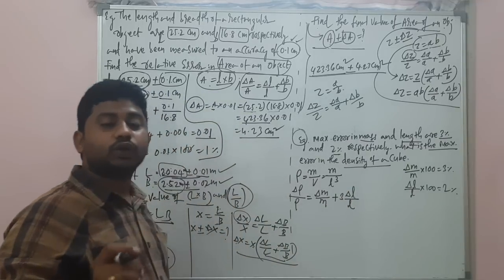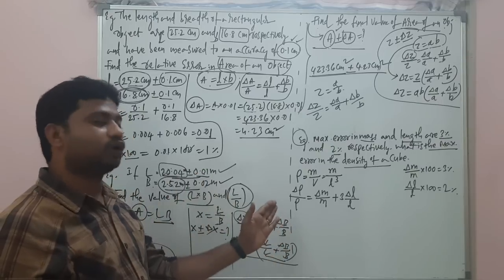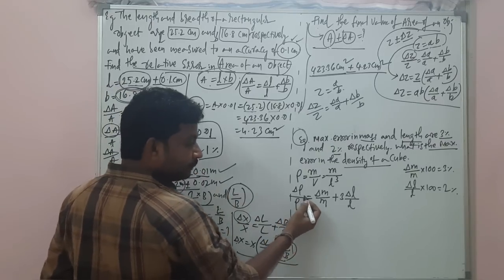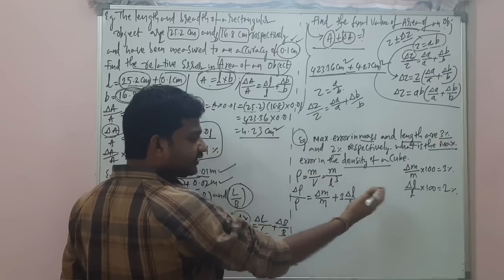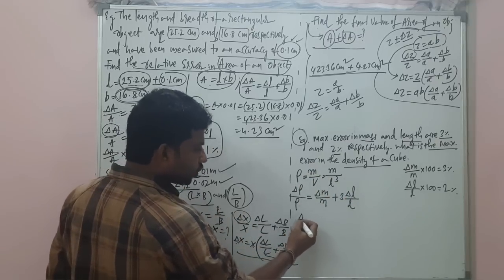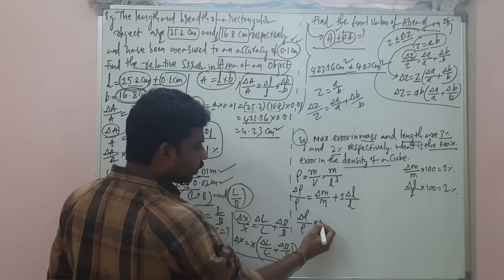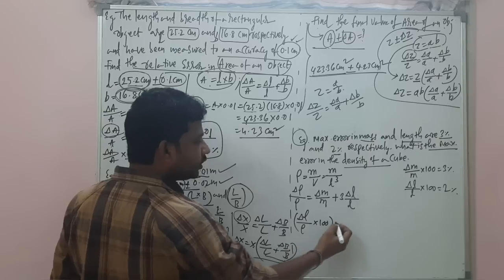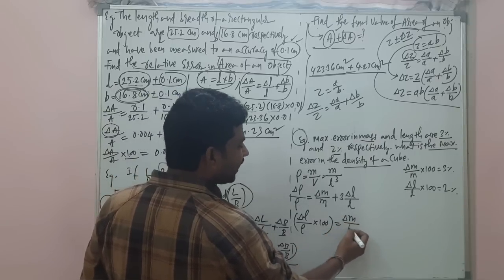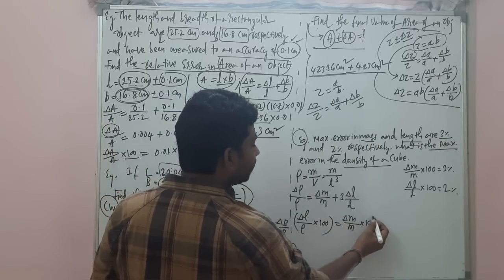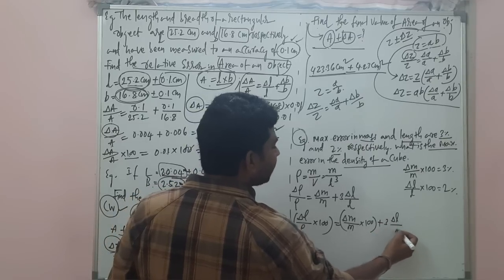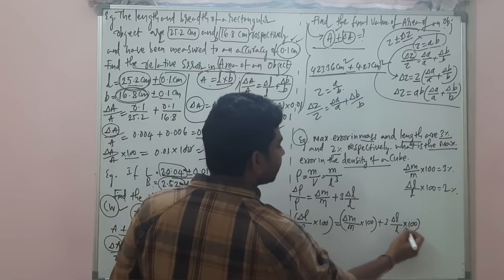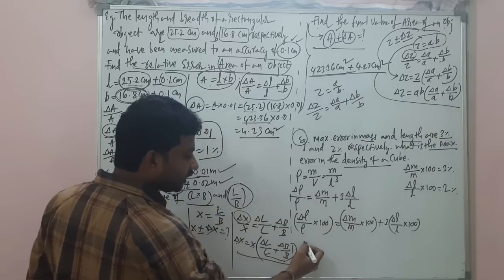My dear students, I hope you could recollect the previous topic, right? So here, what I can write, multiply both left hand side and right hand side with 100. So delta rho by rho into 100, that is our required answer, which is equal to delta m by m into 100 plus 3 into delta L by L into 100. Understand? So just substitute everything.